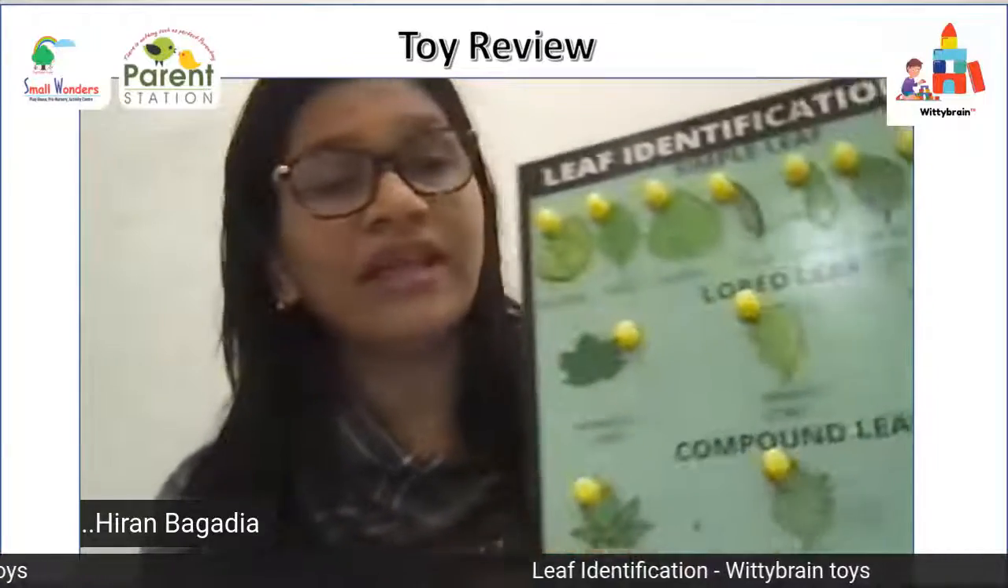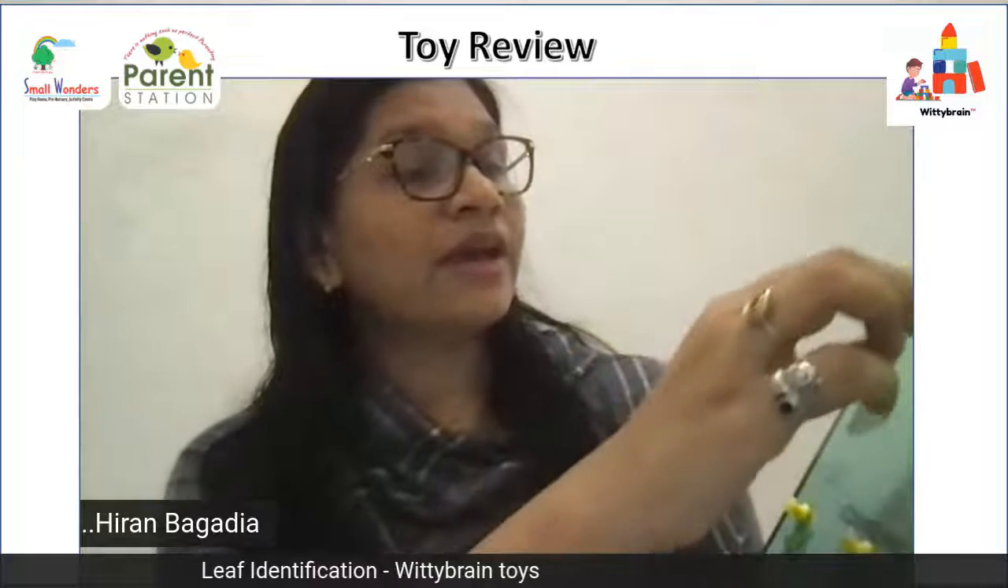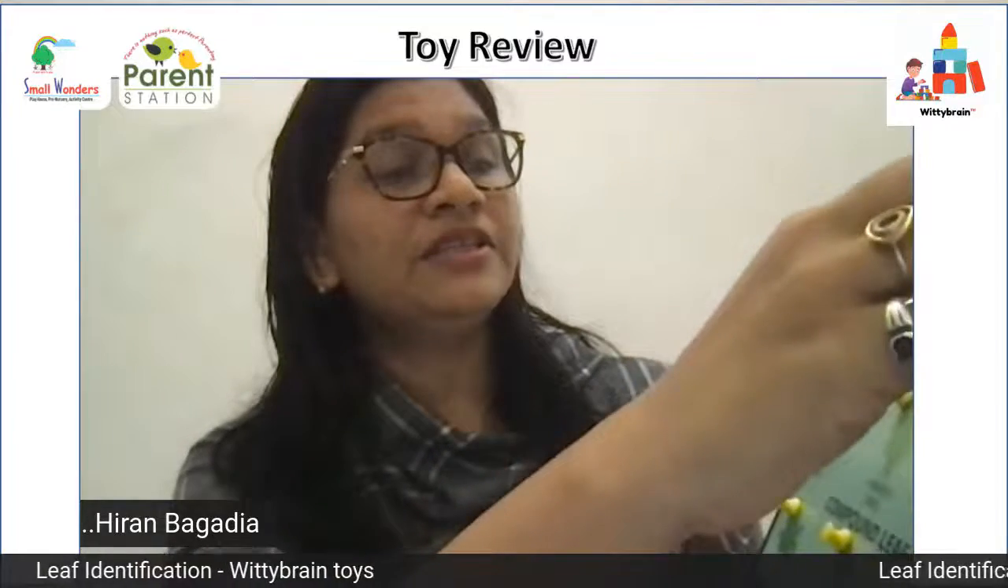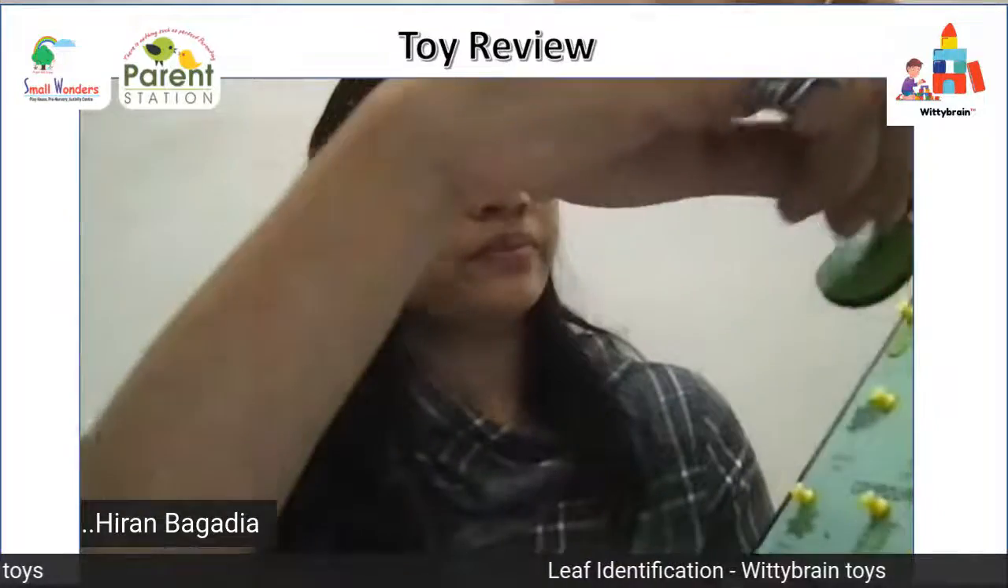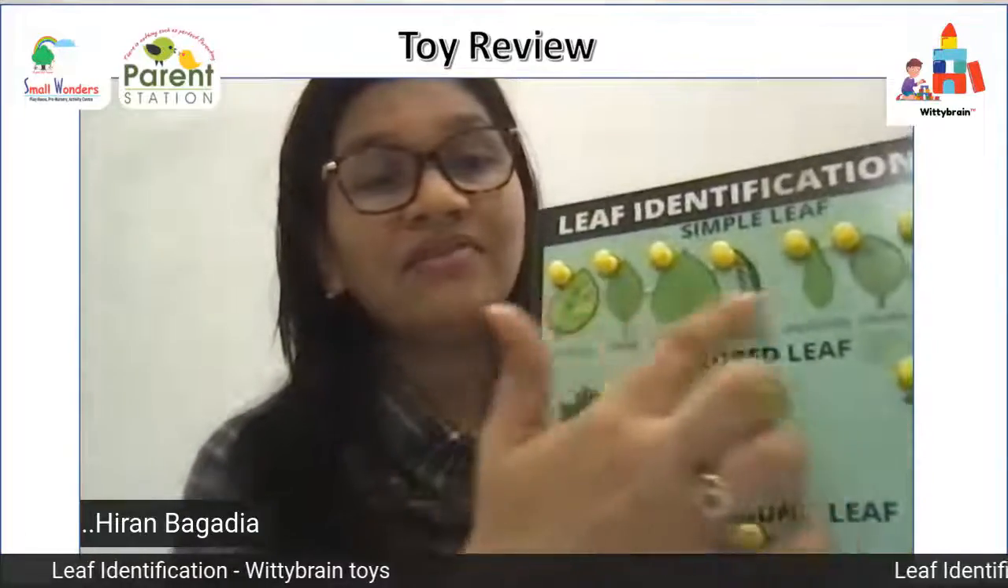So only the right shape one will go inside that leaf. Okay, so I have the cordate, I have the linear, I have the oblong, and I have the reniform. So these are the different kinds of leaves that are there. Okay, these are the simple leaves.